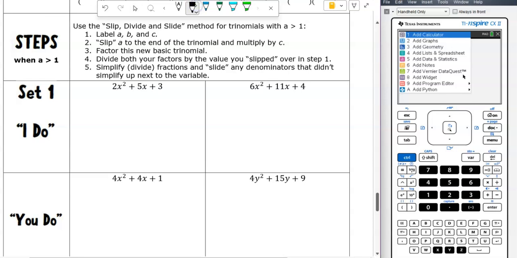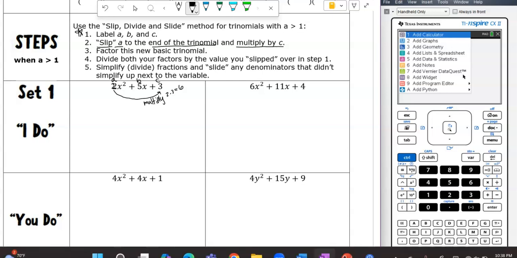For problems like this, you'll notice that the steps mostly remain the same. Looking at step 1, we need to label our a, b, and c values. Now, because we have a number in the front, which is the 2, we're going to slip a to the end of the trinomial and multiply it by c. So I am going to take that 2 and move it to the back and multiply. 2 times 3. Well, 2 times 3 is 6.